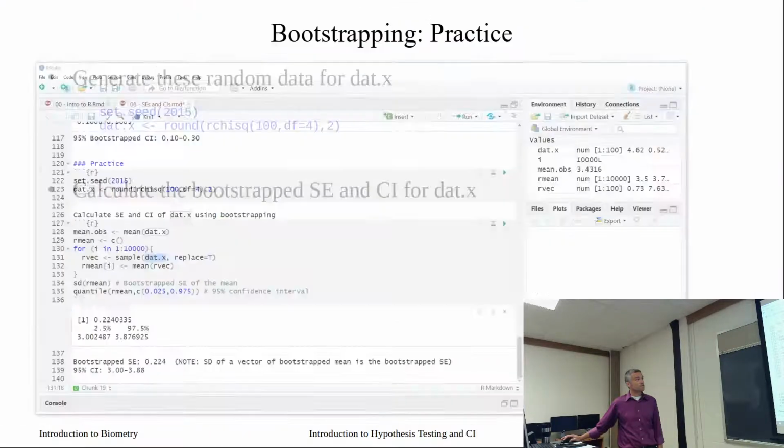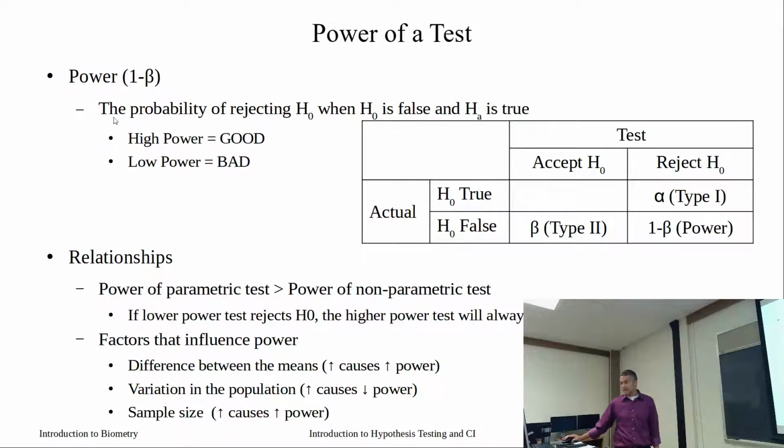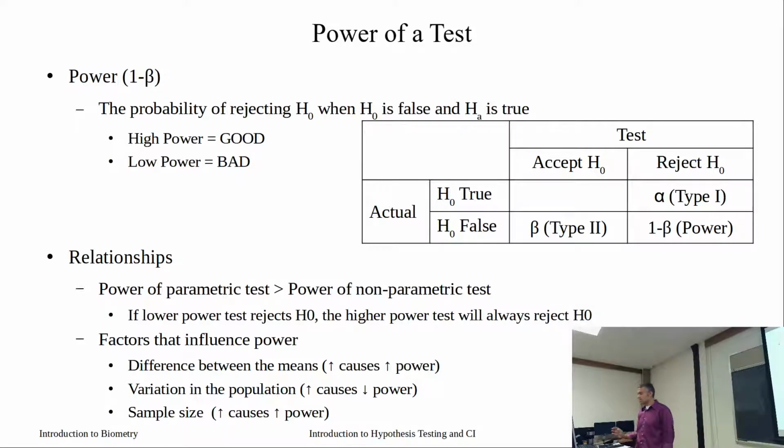All right, so did that. Power of a test. So beta is your type 2 error, right? Power is 1 minus that beta, right? It's the probability of actually rejecting the null when our null is false and our alternate is true.